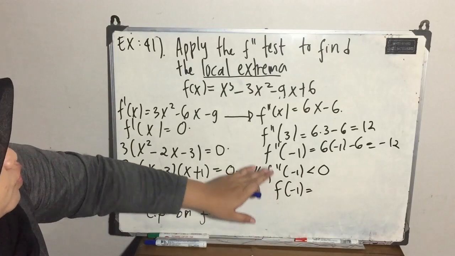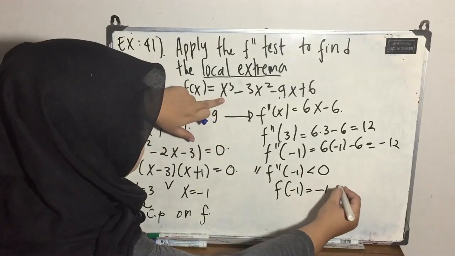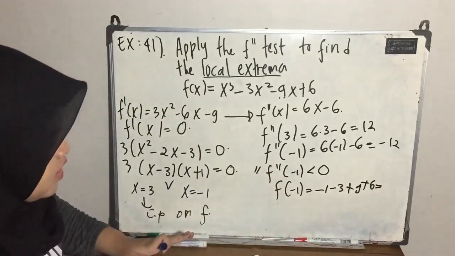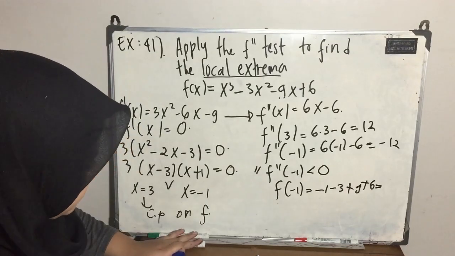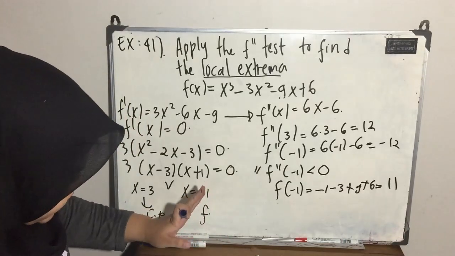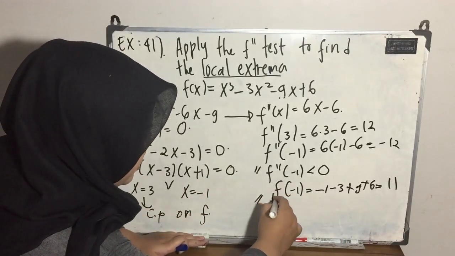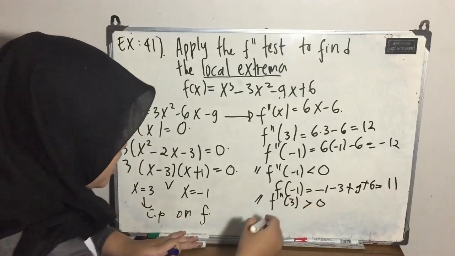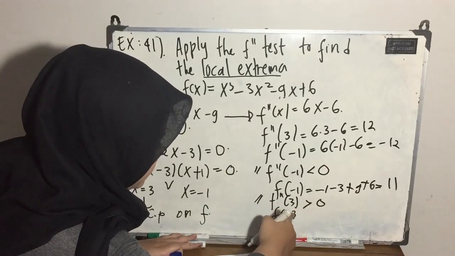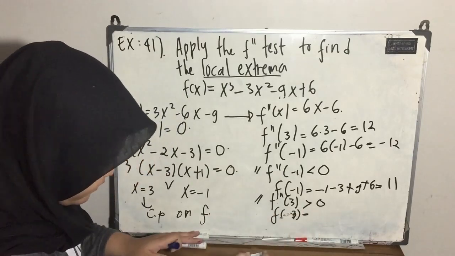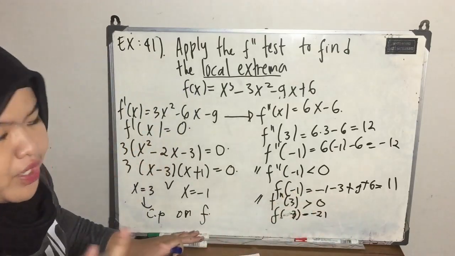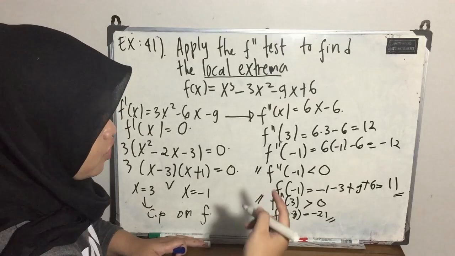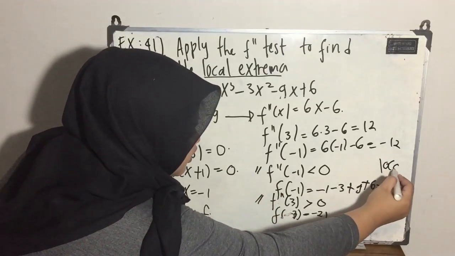we substitute x equals minus 1 into f: minus 1 minus 3 plus 9 plus 6 equals 11. So here we get the point with value 11. And how about f(3)? The second derivative at 3 is more than 0. When we substitute 3, it equals minus 21. So from here we get two values, 11 and minus 21. So the local maximum is 11, the local max.